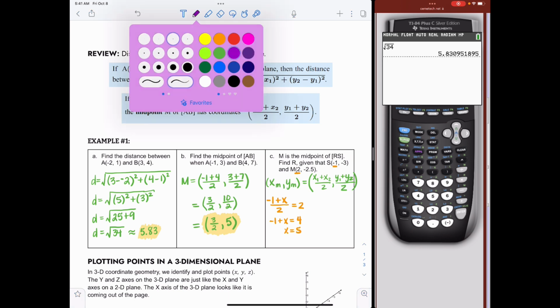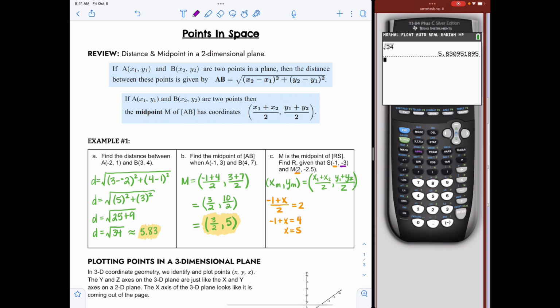I'm going to do the same thing for the y values. So I know that the y value of my midpoint is formed by saying that the y value of the endpoint S, so that's going to be -3, plus some y value divided by 2 is equal to -2.5.